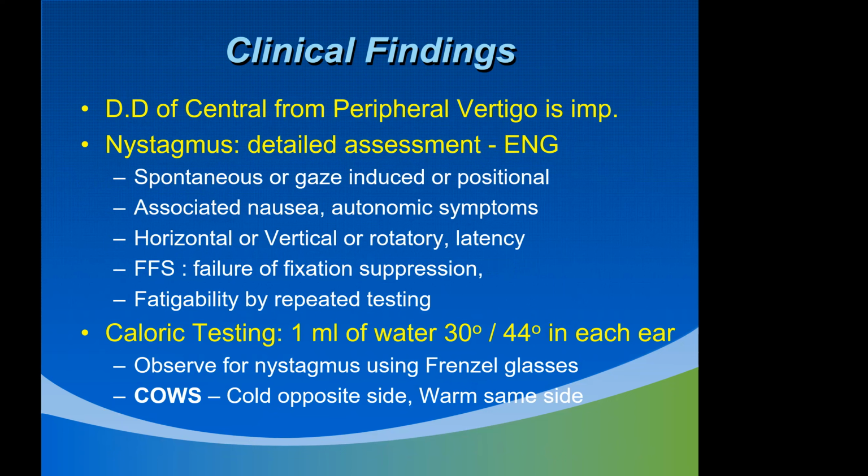So what you have to do is nystagmus should be looked at. There is a tool called the electronystagmogram. Earlier days we used to examine by eye; now electronystagmogram is there. Spontaneous nystagmus or gaze-induced nystagmus or positional nystagmus. Associated nausea, autonomic symptoms, horizontal nystagmus, vertical nystagmus, rotatory nystagmus.